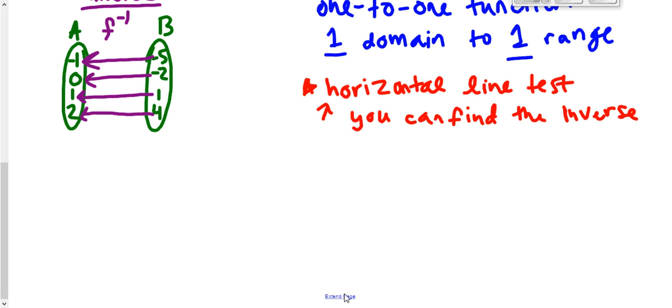All you do to find the inverse, like actually when you have an equation, oh, that's not how you spell inverse. Let's try that again.